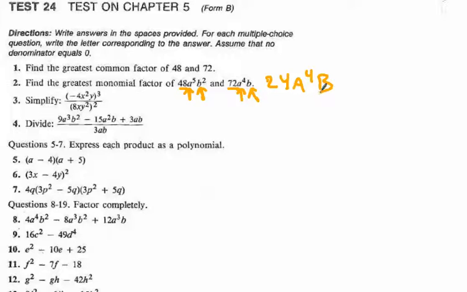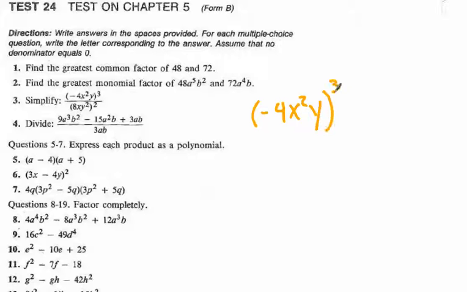Number 3. Simplify. So, oh man, it's the rules of exponents again. So simplifying, I can't solve it because there's no equal sign. But to simplify means I need to get it into simplest form. So I'm going to write out the problem as it is written. So I have negative 4x squared y, and that's all to the 3rd. And that is divided by 8x y squared, and that whole thing is squared.